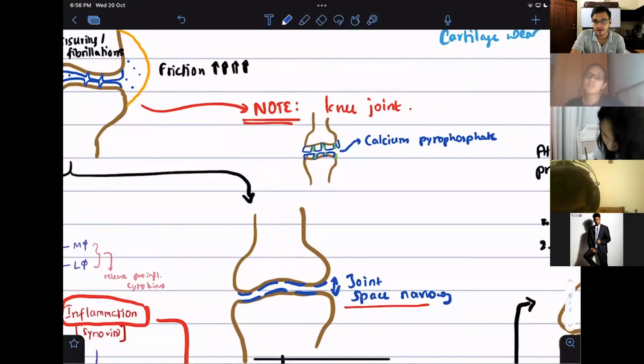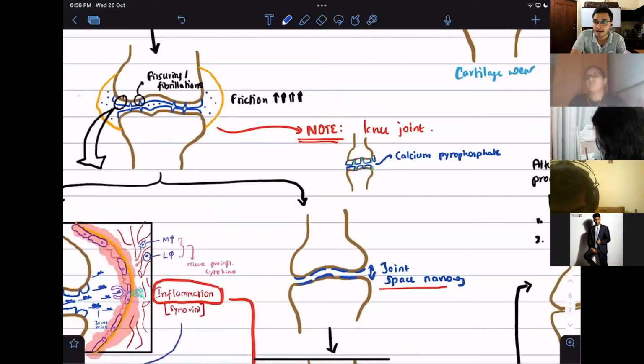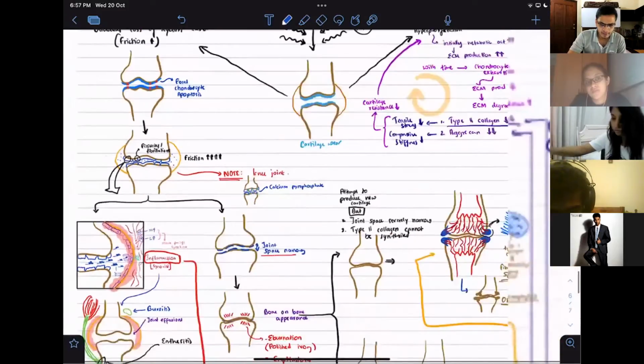You have to differentially diagnose because you will learn something similar in a condition called pseudogout. That lecture is coming up. Just note that in the osteoarthritic knee joint, especially when fissuring and fibrillations occur, there can be some calcium pyrophosphate deposition. So this is the pathophysiology.